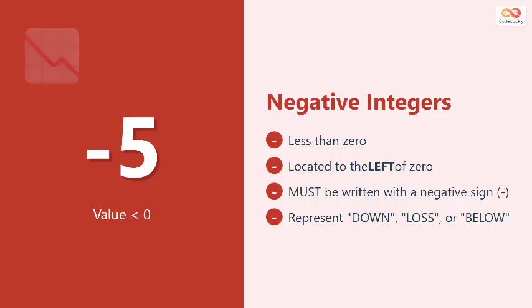On the other side, we have negative integers. These are all numbers less than 0, found to the left of the number line. Negative integers must always be written with a negative sign. We use them to represent things like losing points, temperatures below freezing, or spending money.